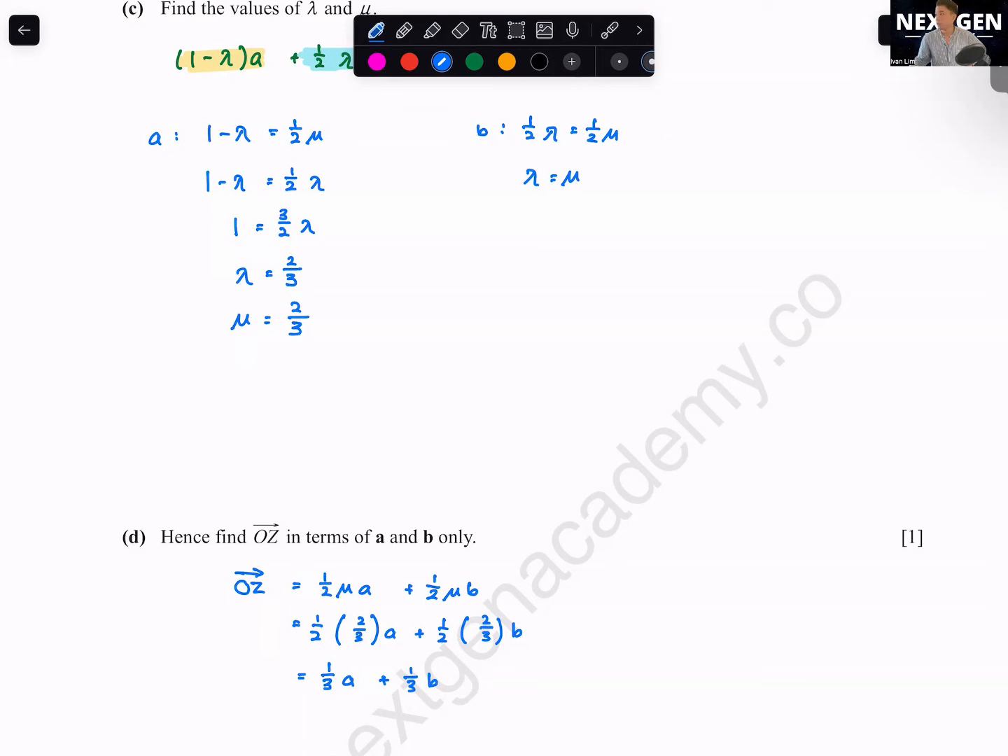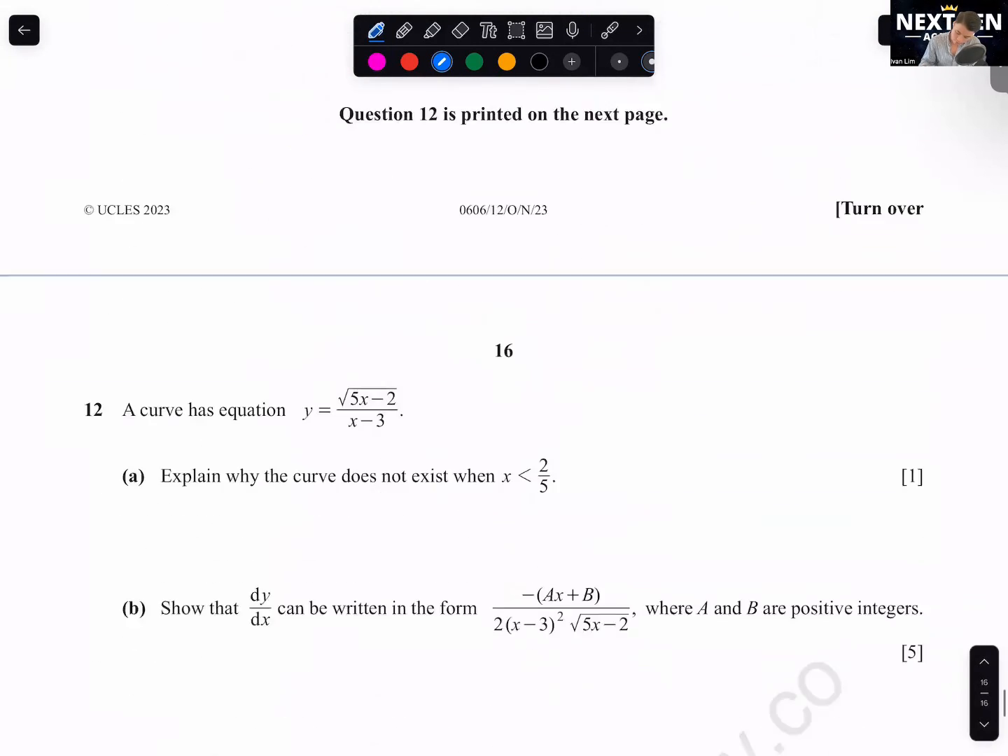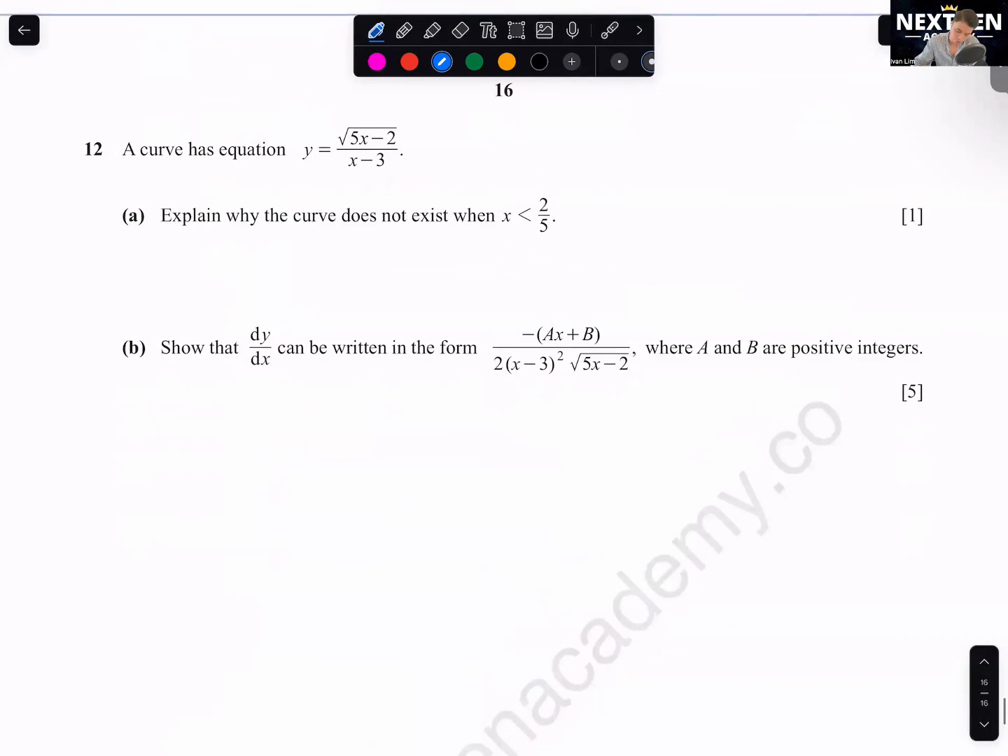Okay, last one. Let's quickly do the last one, which is a differentiation question. This differentiation question is the quotient rule with a square root. Question 12. A curve has equation y equals to square root 5x minus 2 over x minus 3. Explain why the curve does not exist when x is less than 2 over 5.